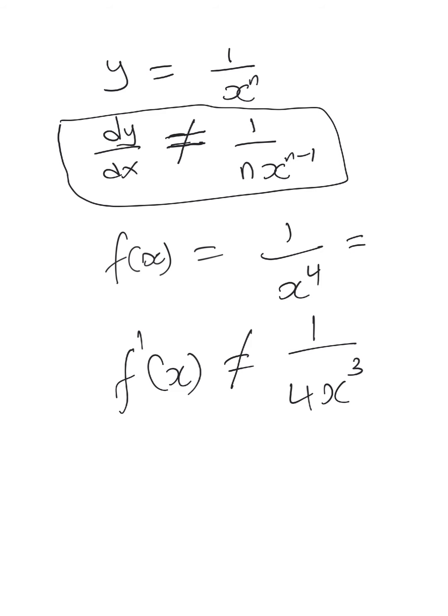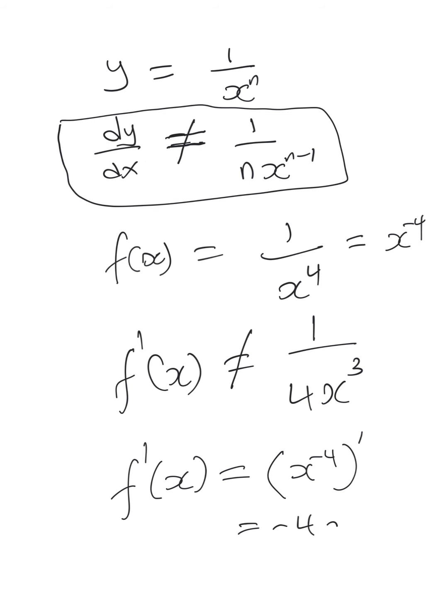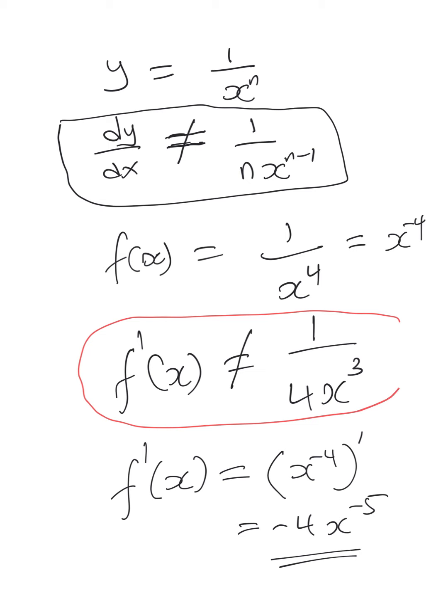Use a rule of indices here. We know that 1 over x to the n is x to the minus n. Then to find the derivative, here n is 4, so this is minus 4. So we just write the derivative of x to the minus 4, and this is going to be minus 4 x to the minus 5. So do not, I'm repeating, do not think that the other version is true. If you have f of x is 1 over x to the n, then that is not true.